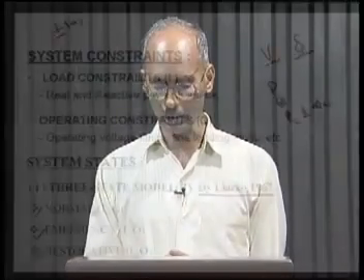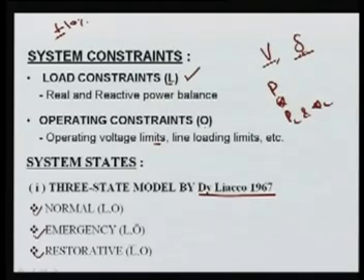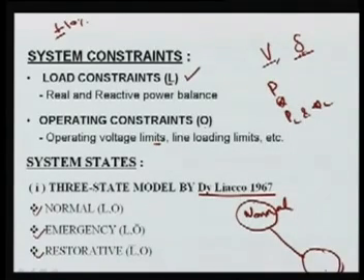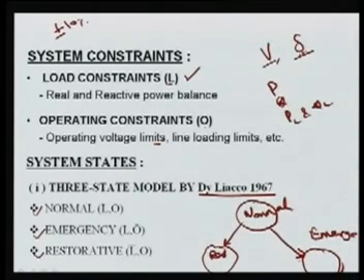He gave a three-state model, and these three states are normal, emergency and restorative. Normal is when your load constraints as well as your operating constraints are satisfying the limits. Here I have written O and L, which means it is the normal state. Then if there is any contingency, your system can come to the emergency state, and there is a possibility of the restorative state. The system can come to the restorative state, or even reach it from the emergency state.